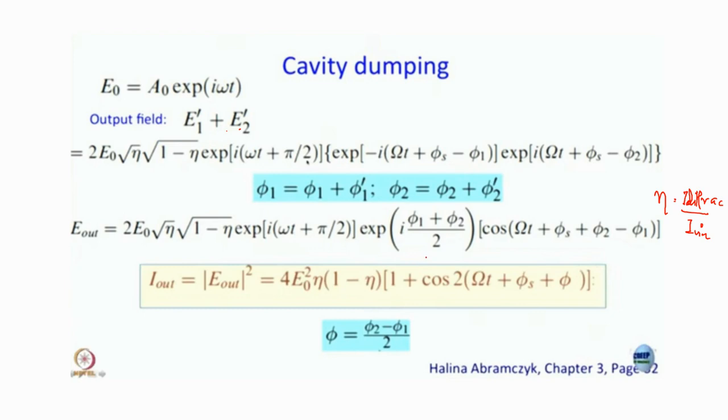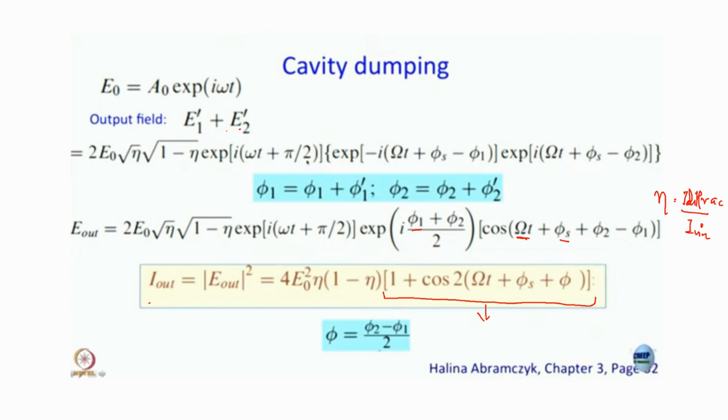Now, one more thing we had to talk about: what is the modulating function for a cavity dumper. So for a cavity dumper, this part is the modulating function, and the value of phi also we can calculate. What is phi? Phi is the phase difference. This omega stands for the angular frequency for sound, and phi s is the phase difference for sound, and so on.